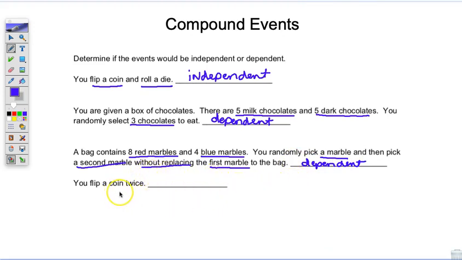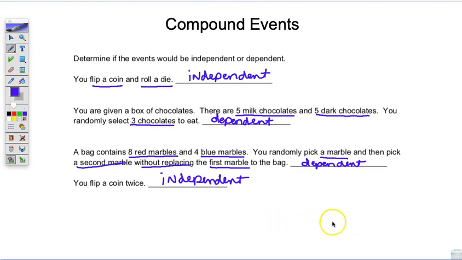You flip a coin twice. This would be independent. The first flip, whatever you got, once you flip it again, it wouldn't matter what you got on the first flip. It does not affect the second flip at all.